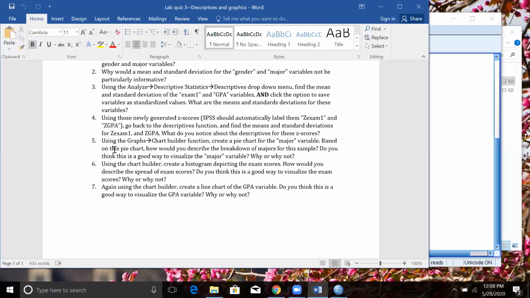Think about why, even though SPSS will let you run a mean and standard deviation on that variable, you do not need to bother. Why is it that a frequency alone is a meaningful way to communicate about those categorical variables?